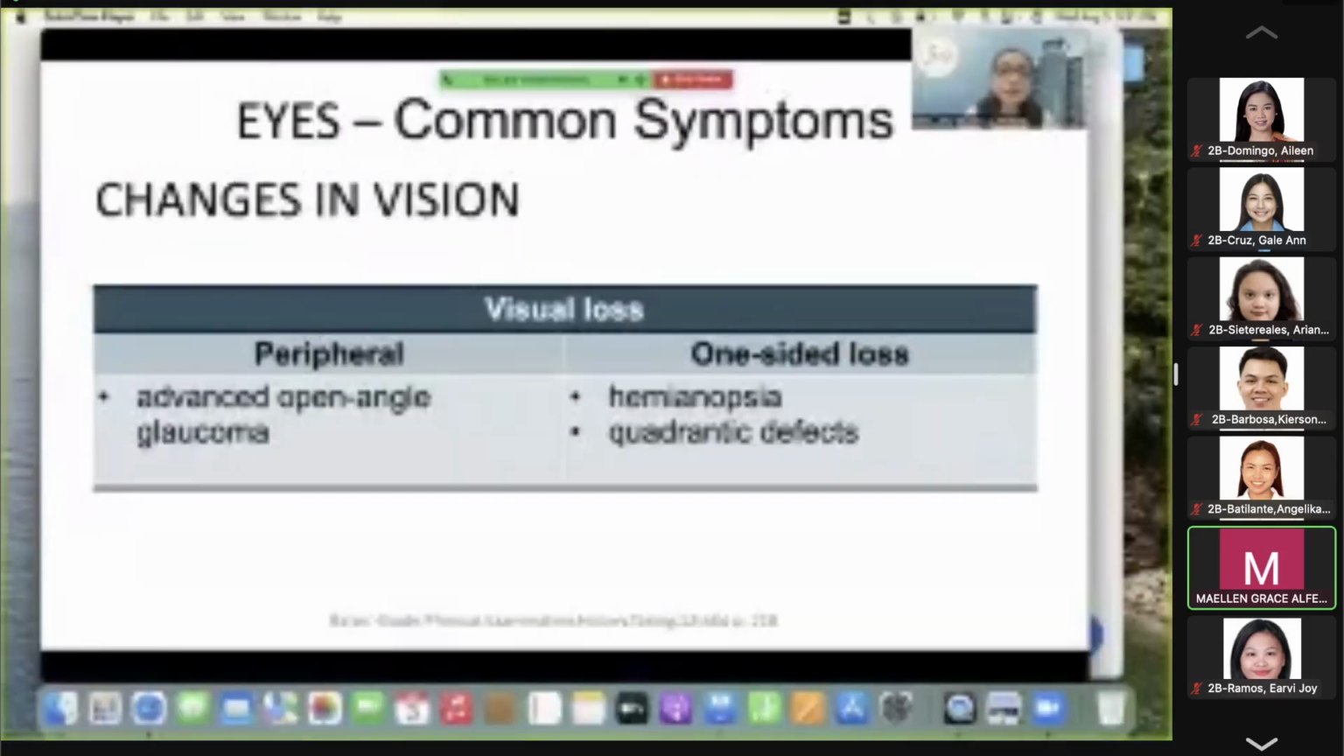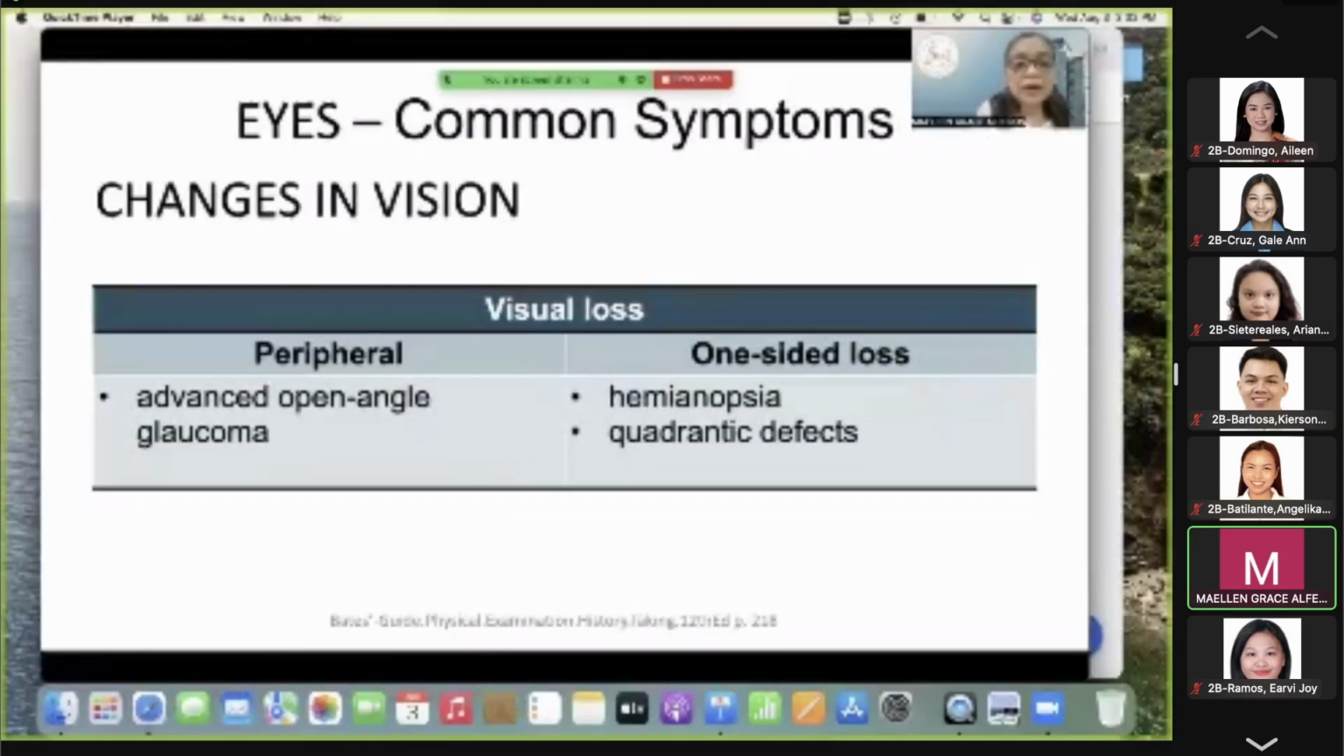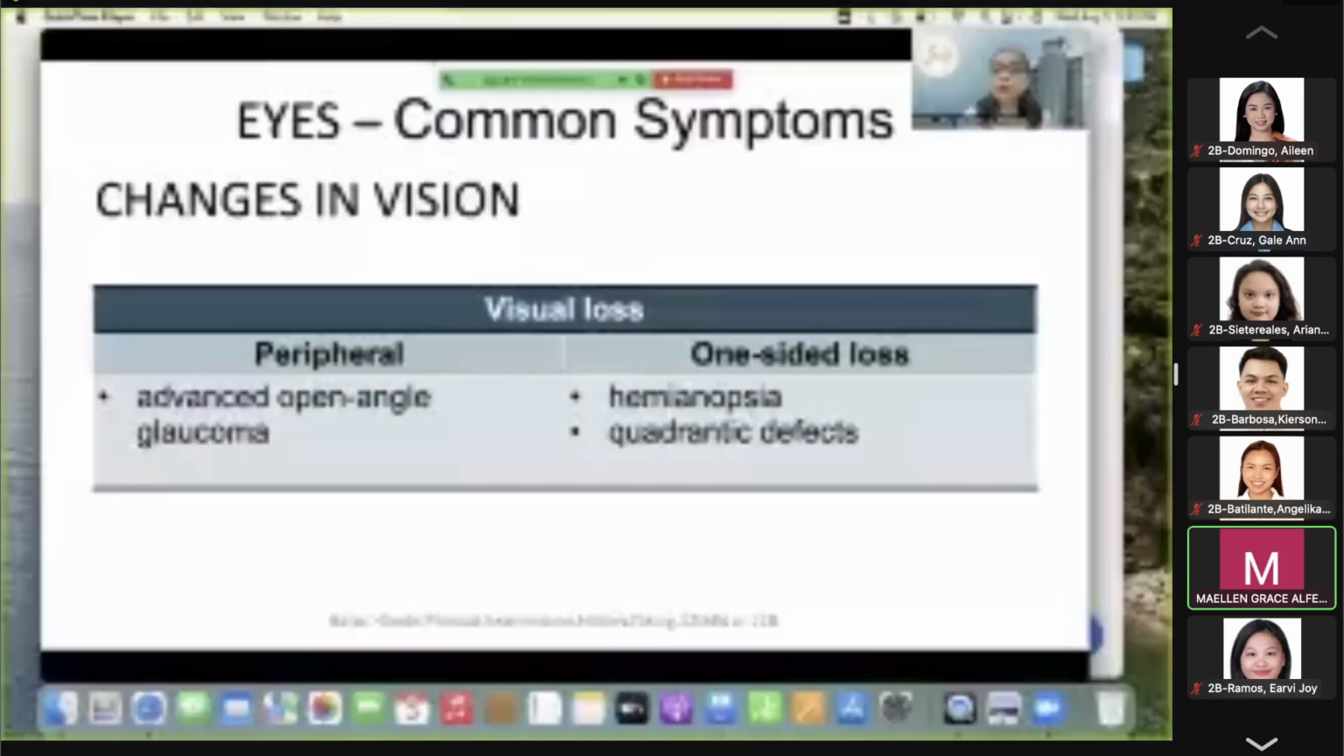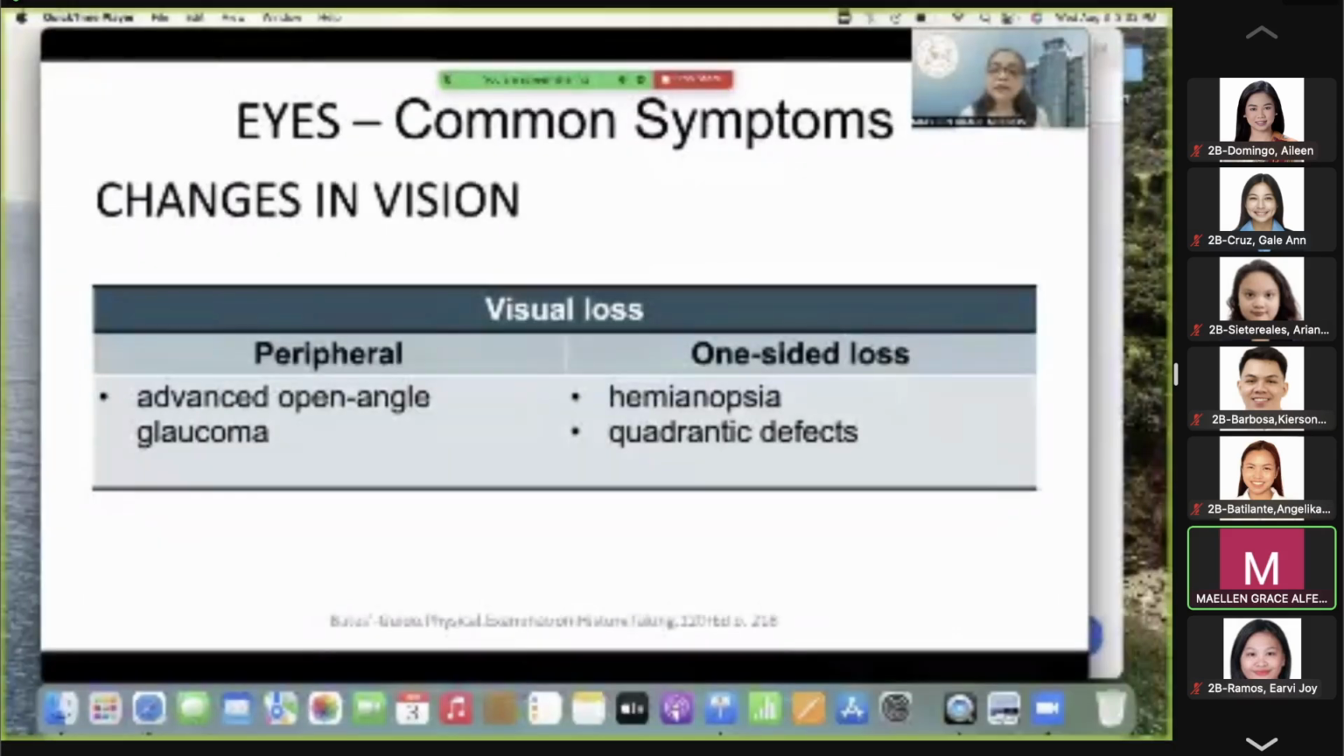Now, visual loss can also be peripheral. So it starts at the sides. Now, this occurs in advanced open angle glaucoma. Now, the loss can be one-sided, and this is seen in hemianopsia and quadrantic defects. We will discuss this further when we go into the visual field testing.